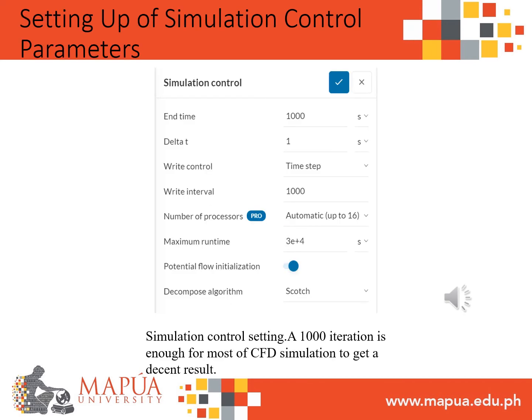After assigning all necessary boundary conditions, we will now set up our simulation control parameters. Here, we will specify how many iterations we want, and we can control the number of iterations with n time and delta t. For a simpler approach, we will let our delta t be equal to 1. And in n time, this is where we will set the number of iterations we want. Since 1000 iterations is enough for most CFD simulations to get a decent result, we will set our end time to 1000.